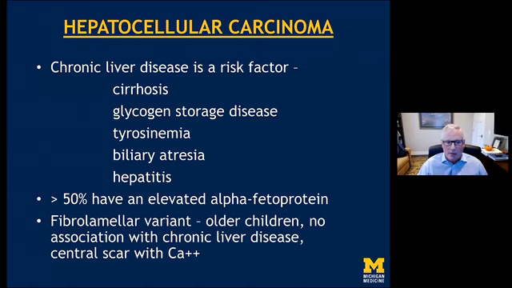And the ones that we most commonly see would be cirrhosis for various reasons, which would include patients who have had prior Kasai procedure for biliary atresia or neonatal hepatitis. We do see occasionally glycogen storage disease patients, and I've seen one or two patients with tyrosinemia as well.